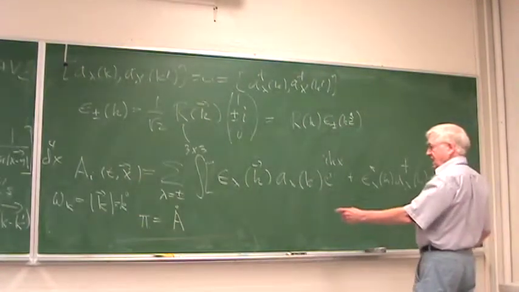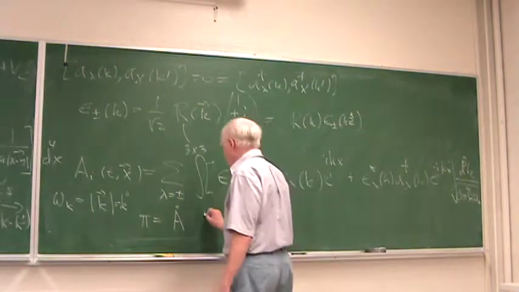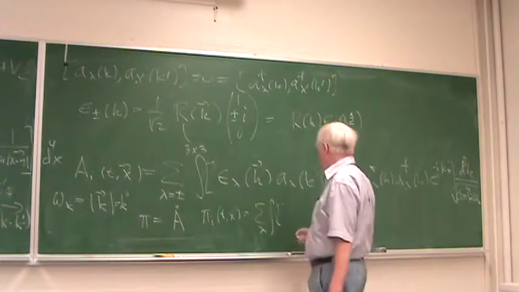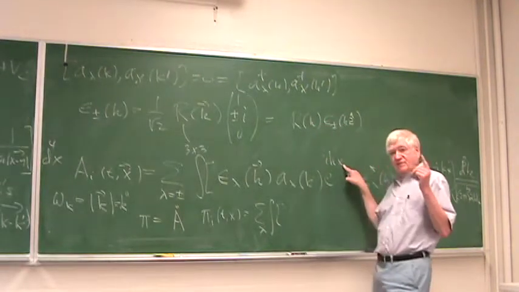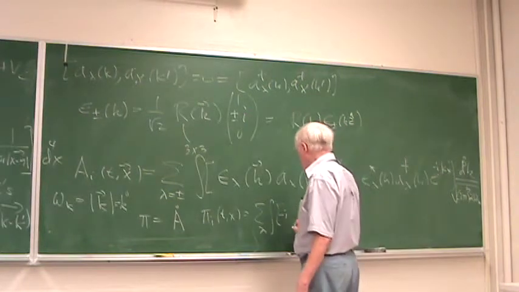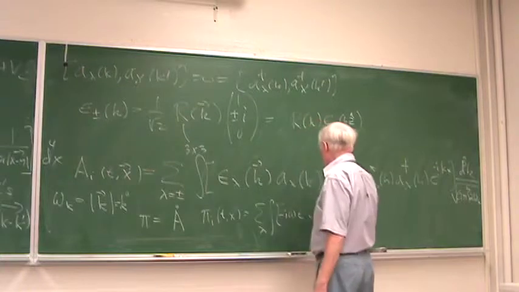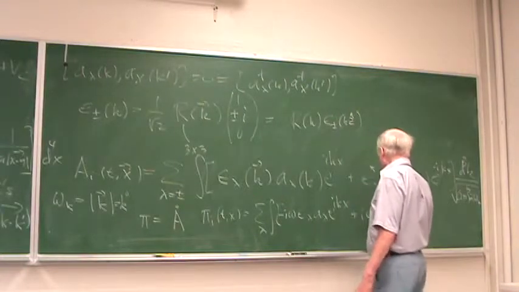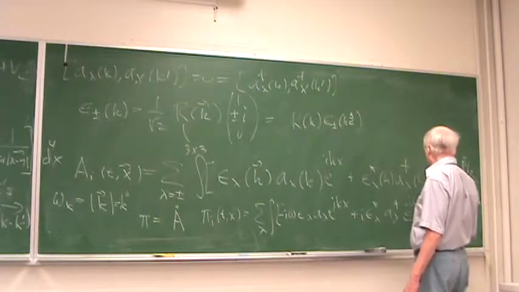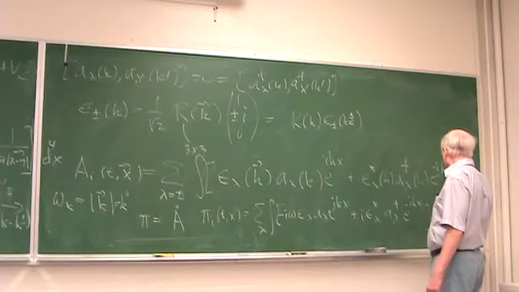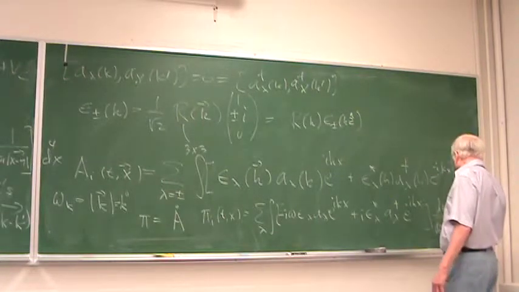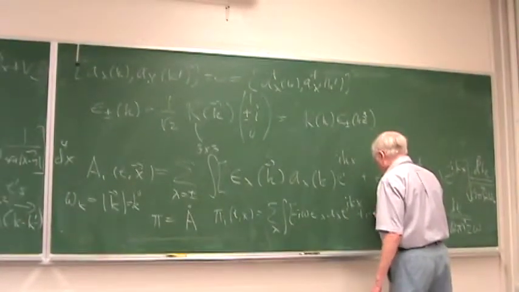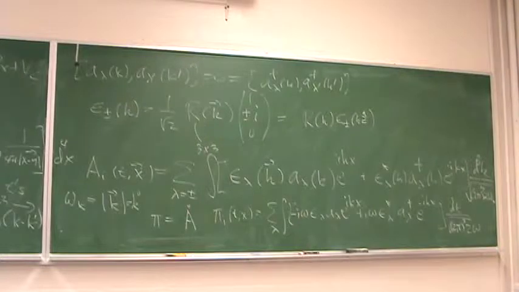And so pi is all of this, so let me write it down for you. Pi_i of t, x is then the sum over lambda, integral of, and now it's a time derivative, but there's a minus sign on the time, so it's minus i omega epsilon_lambda a_lambda e^{ikx} plus i epsilon*_lambda a_lambda dagger e^{-ikx}, d^3k over the square root of (2π)^3 and 2 omega, and there's an omega here that I left out. So that's what pi is.